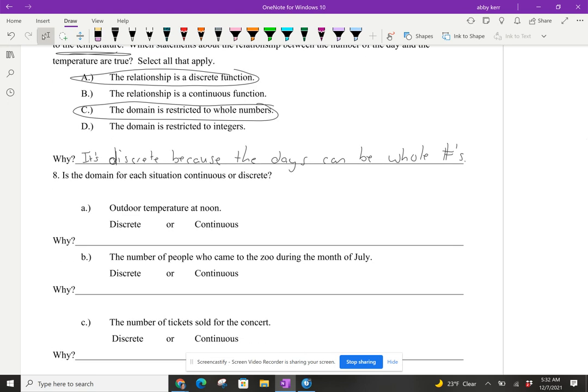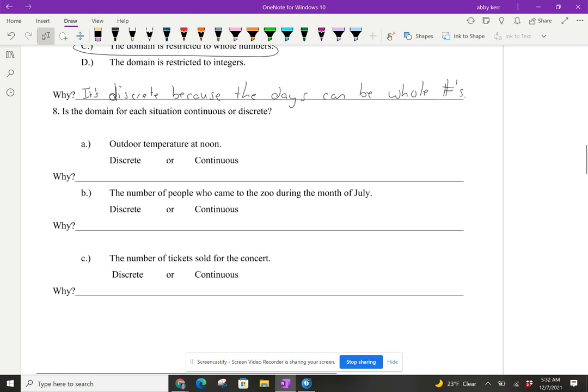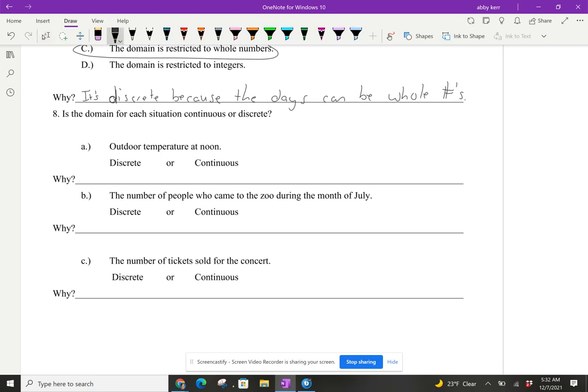Is the domain for each situation continuous or discrete? Temperature at noon, that would be continuous. Temperatures can be decimals, whole numbers. A number of people here, this would be discrete. Number of tickets sold, that would be discrete as well. And you guys can write your own sentences for that.